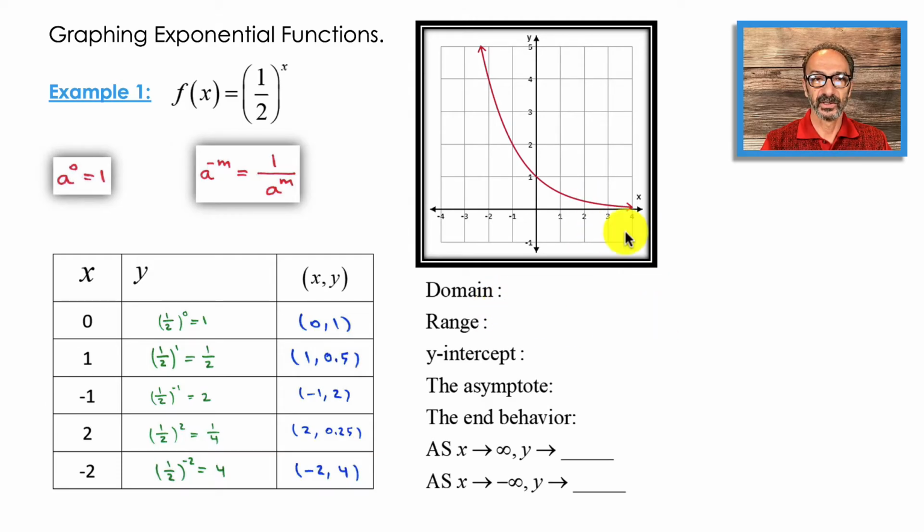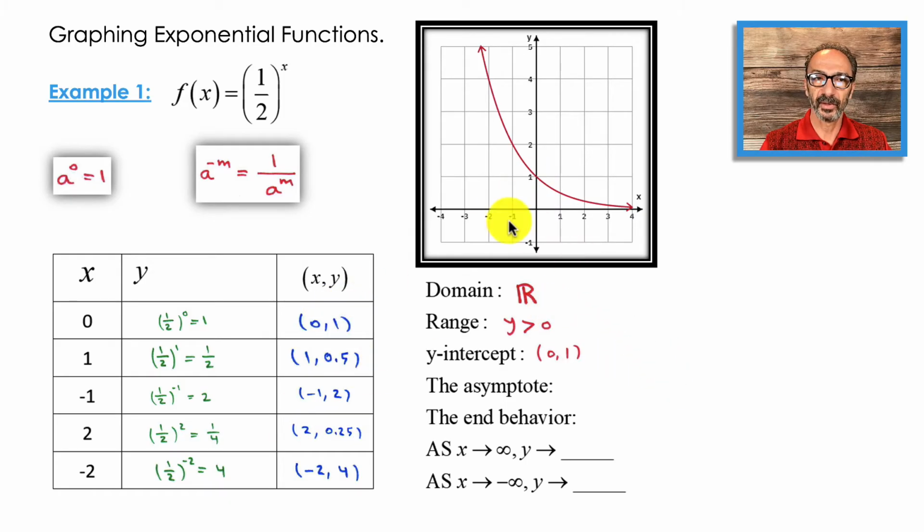Domain. Since the graph goes all the way to the right and keeps going this way, there are no restrictions, so we say the domain is all real numbers. The range comes from the y values, and the graph is always positive, above the x-axis. We say y greater than 0. The y-intercept is this point, (0, 1), and it's in the table.